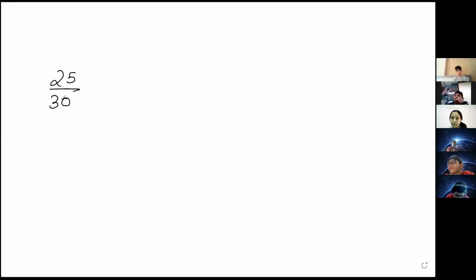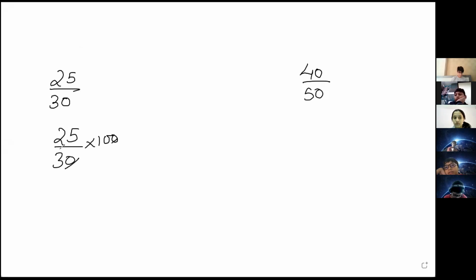Okay, 25 by 30. One friend got 25 by 30, the other friend got 40 upon 50. So we'll find out the percentage and we'll see who has performed better. So 25 by 30, we'll multiply it by 100 and get the percentage. 0, 0, cut. 3 3s are 9. 1s are 3.